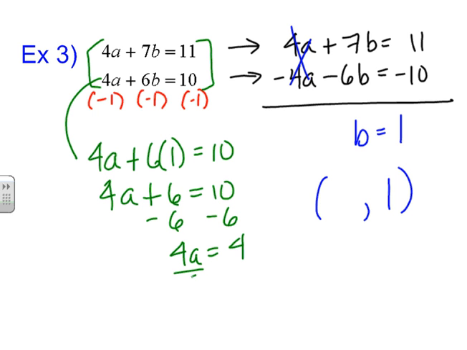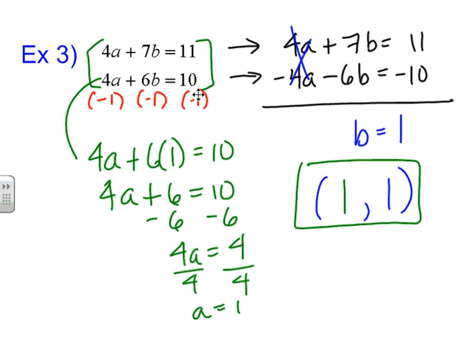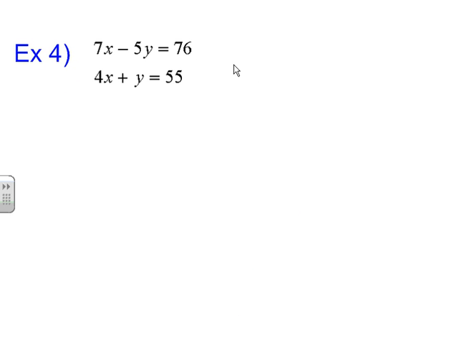And then I'll divide both sides by 4. I find that a equals 1. So again, I have my ordered pair that shows where these two collide. Let's look at another one here. Here I have 7x minus 5y equals 76 and 4x plus y equals 55.